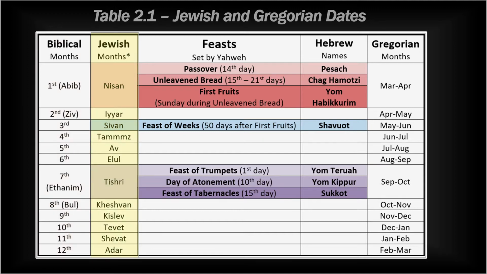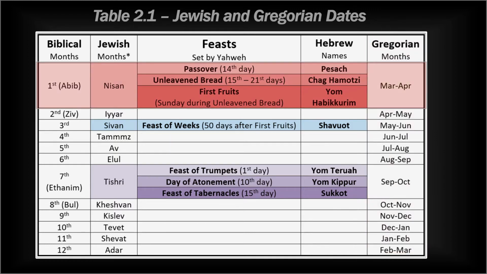However, during the Babylonian exile, the names of the months changed, and these are the names that are in the second column on the chart. Throughout the rest of this book, these are the names I will use when referring to the feasts, because these are the names that are still used most often today. The last column shows the months on the Gregorian calendar.